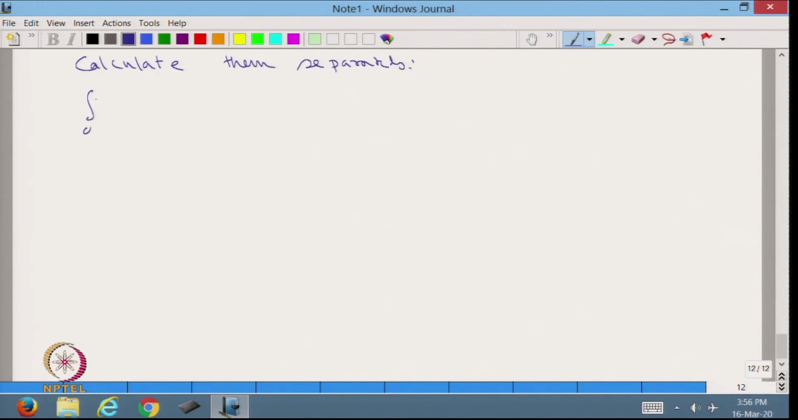Integration 0 to infinity x 3 lambda e to the power minus lambda x dx is equal to 3 into the expected value of exponential lambda, which is equal to 3 by lambda.